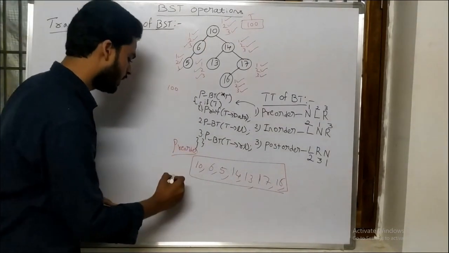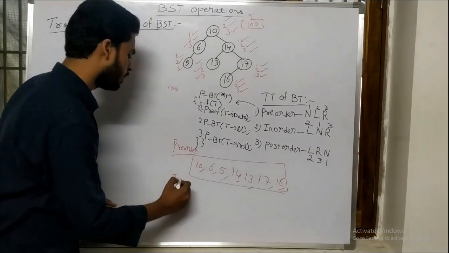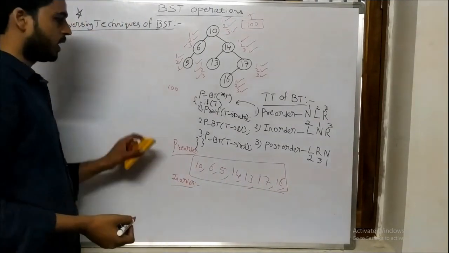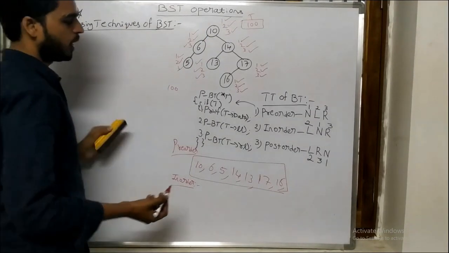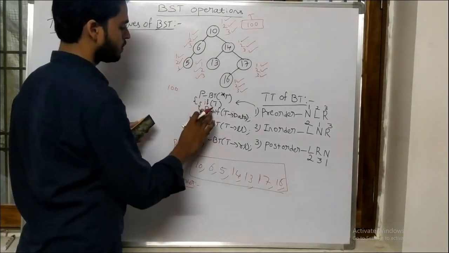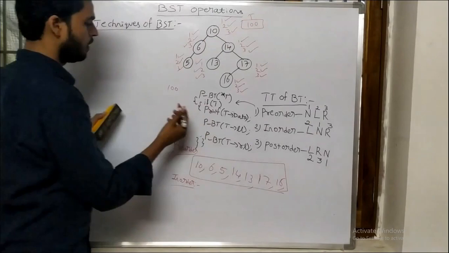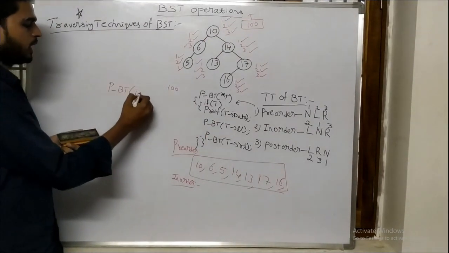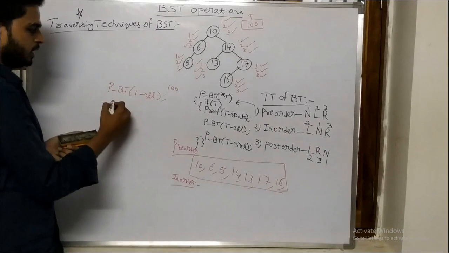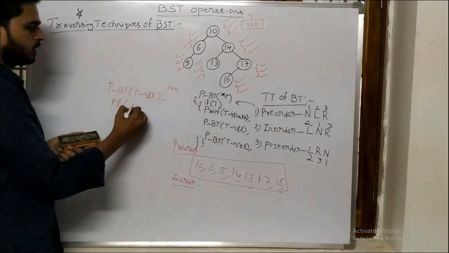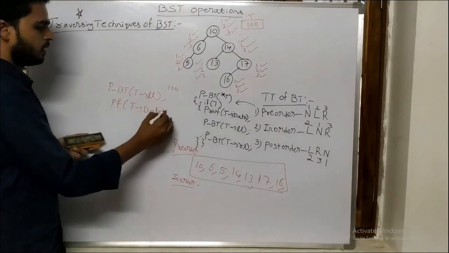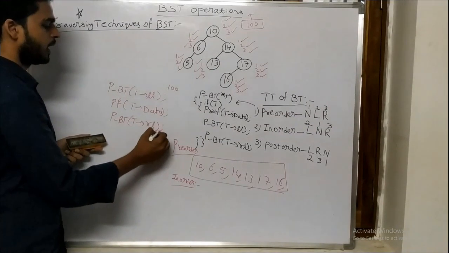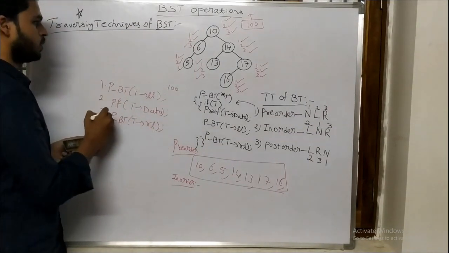Similarly, here I will apply the technique of in order. So what is in order? First we are going to execute, I will write it if you want: first I will execute inorder of binary tree of t -> left link. Then I will print the data. Then I will do its right link. So 1, 2, 3.